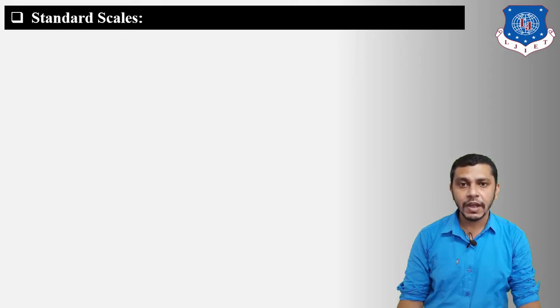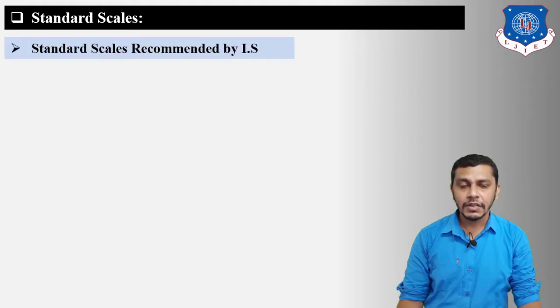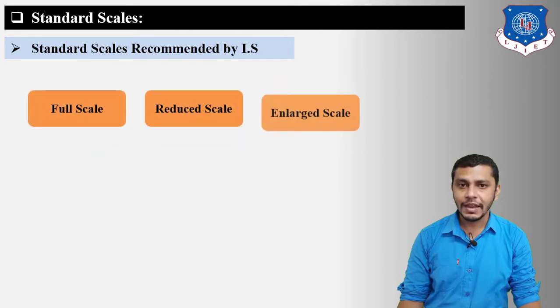So at that time it is required to reduce the dimensions of the object to make the drawings of the object in the sheet. And sometimes the dimensions of the object are too small. That means if we are making the drawings of the spare parts of our wristwatch or electronic components, at that time it is required to increase the dimensions of the object to draw it in the sheet paper. So on this basis, the international standard has recommended three different types of scales. First is full scale, reduced scale, and enlarged scale.